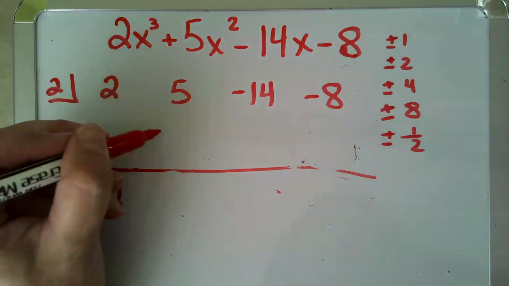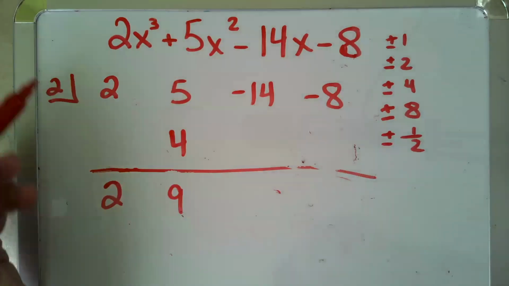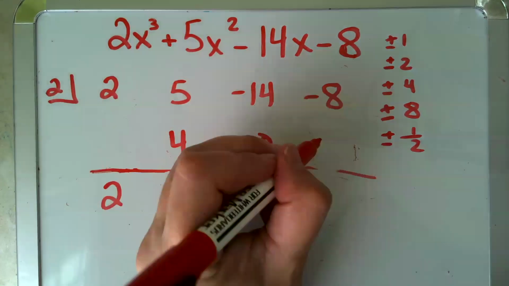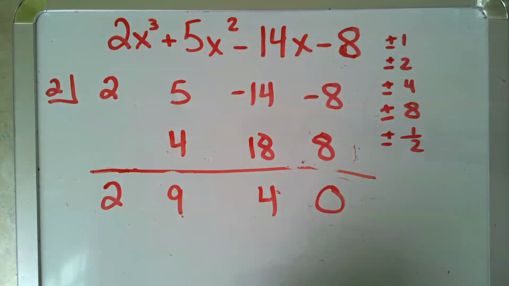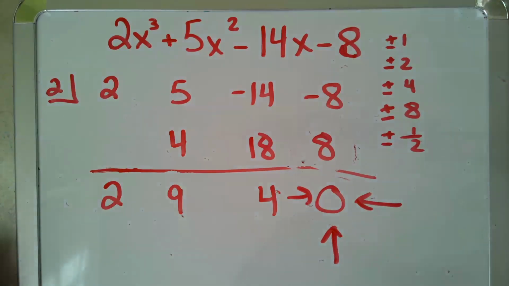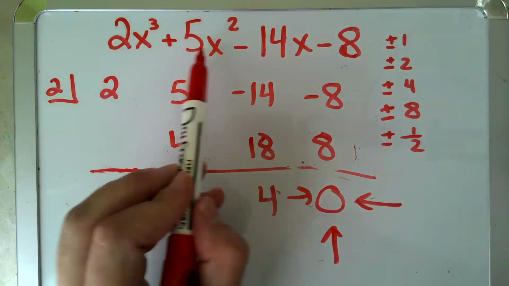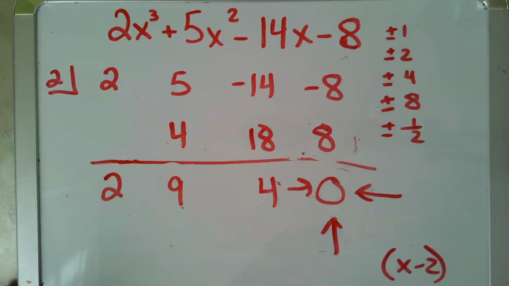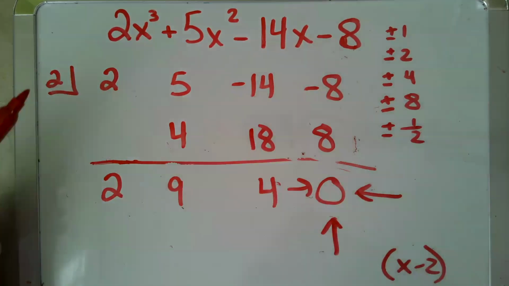And I multiply, and I add, and I multiply, and I add, and I multiply, and I add, and yay! I found my first factor. So one of the factors of this polynomial is the factor x minus 2. Because remember, our factors come in the form x minus h, and what's in here is h.